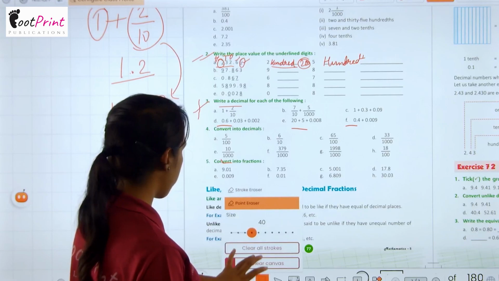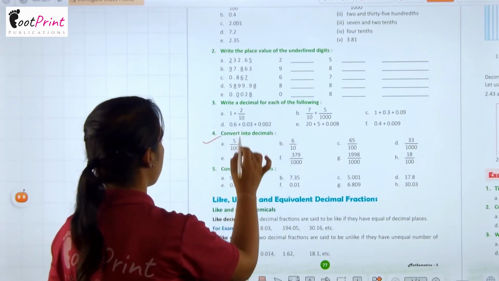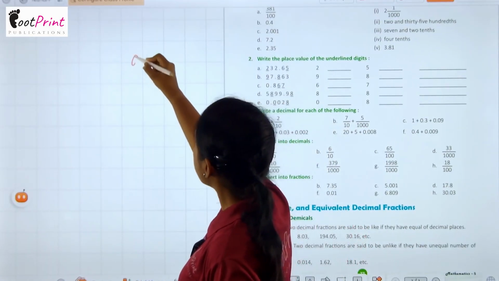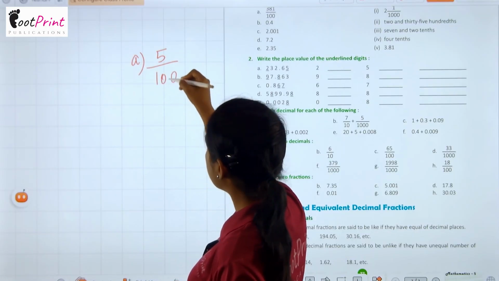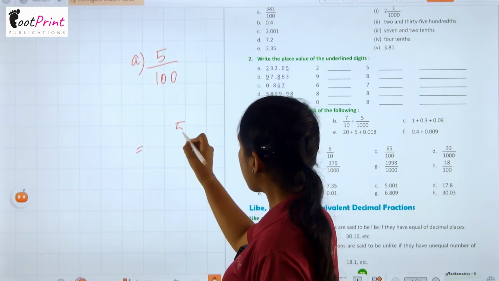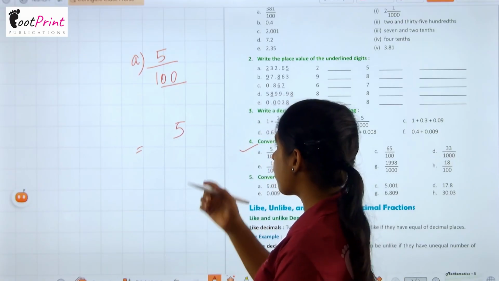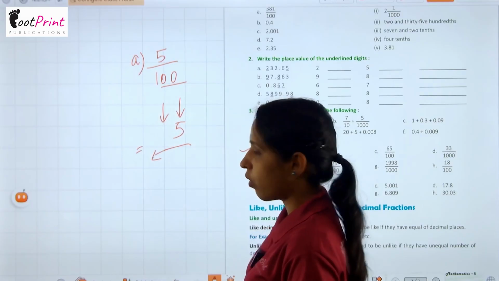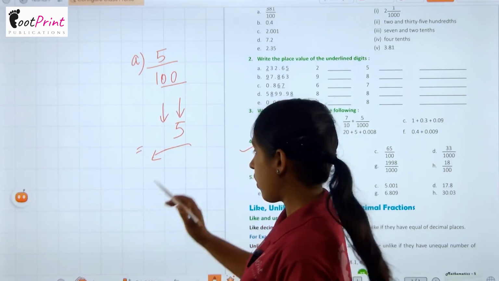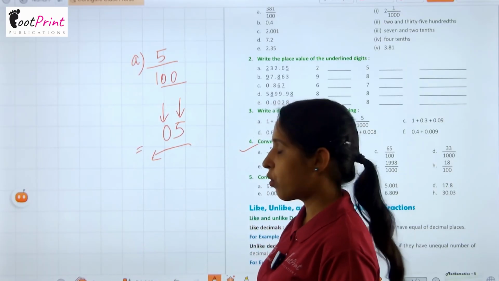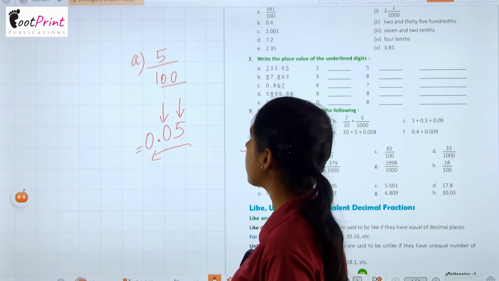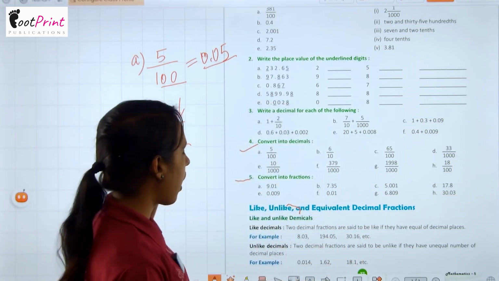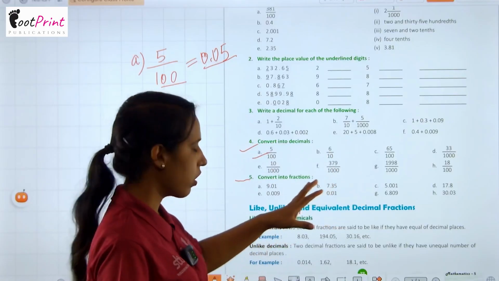Next we have question number 4, that is convert into decimals. Here we have to convert the given fractions into decimals. So how do we convert? The first option is 5 upon 100. First we take the number and then we count zeros in the denominator. There are 2 zeros. So from the right we count the digits, 1 and then 2. On the second place we don't have any digit, so we put 0. Now we have 2 digits, so we put the decimal here. So we get 0.05. I have solved one for you, and the rest of the parts you will solve by yourself.